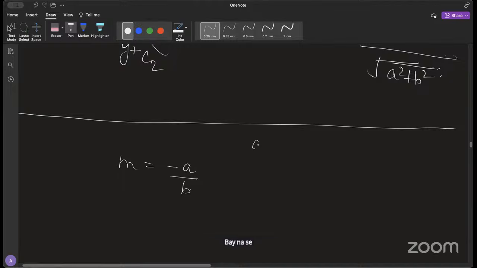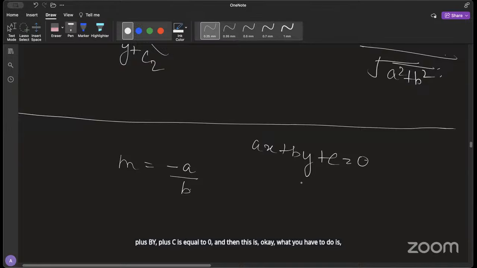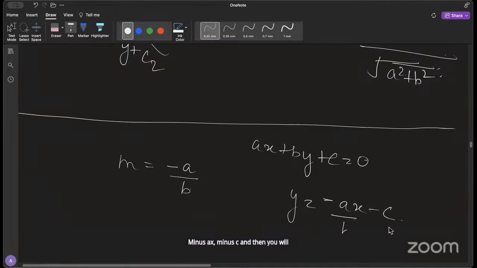So you must be talking about this, the general form ax plus by plus c is equals to 0. What you have to do is, for you to find slope, first you have to isolate y. So y should be here and all the other things should be on the other side. You have to write it in the slope intercept form first, right? So y equals minus ax minus c, and then you will divide by b, right?